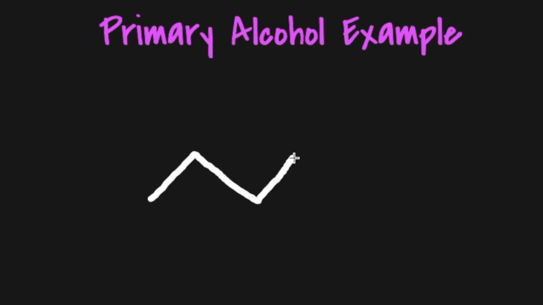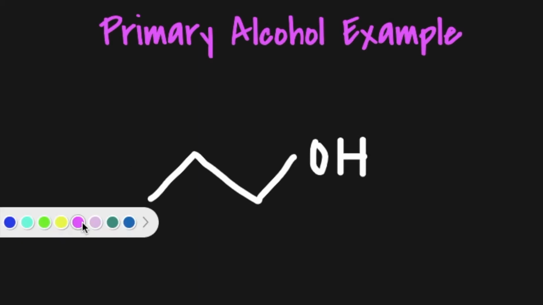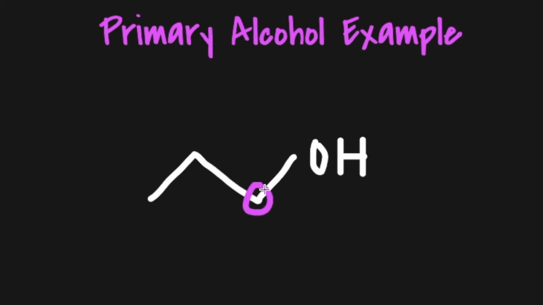Now I'll be drawing a primary alcohol example so you'll be able to grasp the concept better. This is propanol and I've circled the carbon attached to the hydroxyl group and I drew an arrow pointing to the connected carbon.